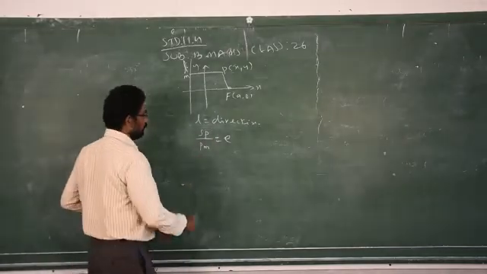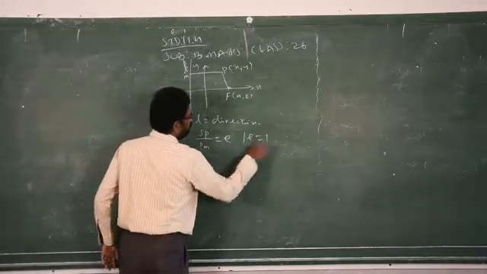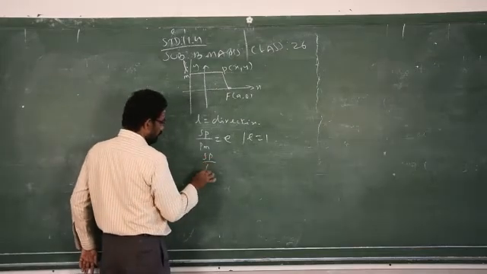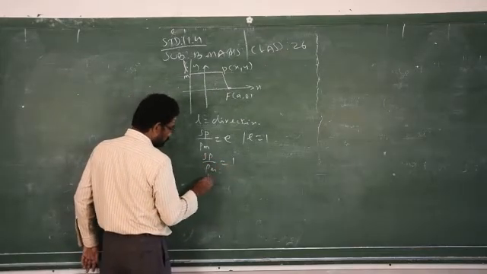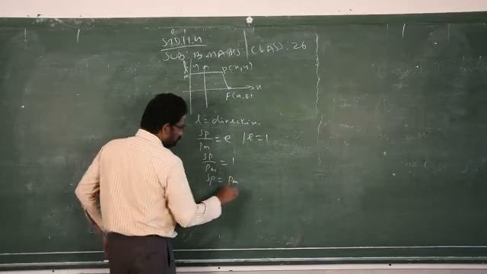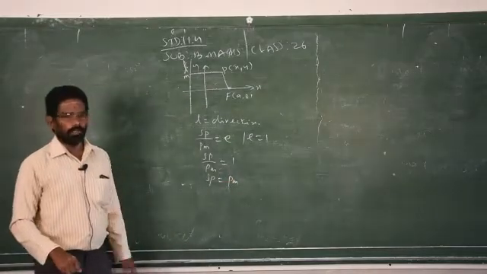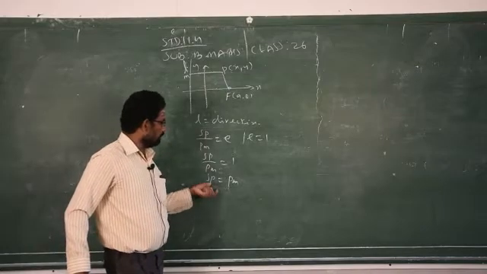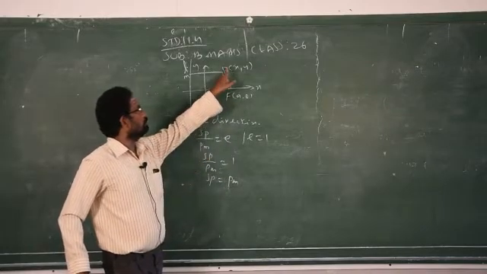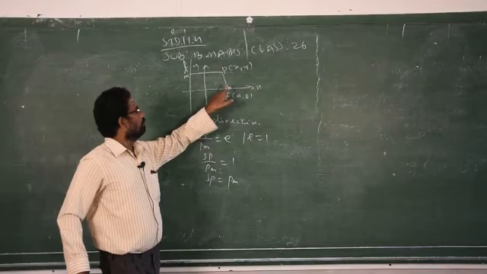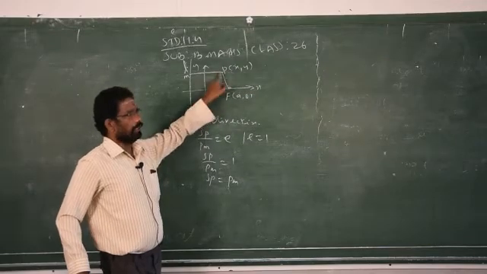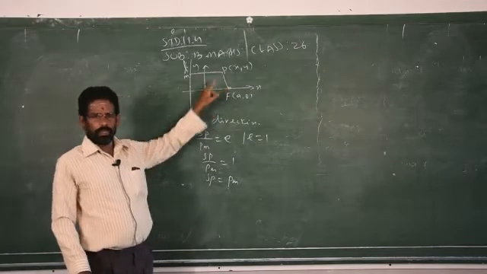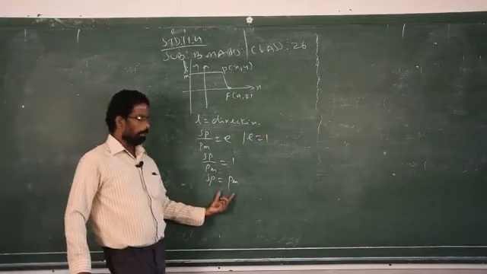When e is exactly 1, then SP by PM is equal to 1. So SP is equal to how much? PM. So this will represent a parabola. Before I explain how you get the parabola: when the distance from the fixed point to the moving point and the perpendicular distance from the moving point are the same, then it represents a parabola.